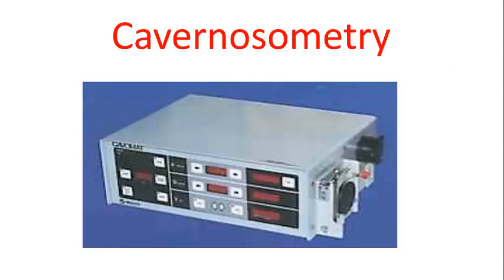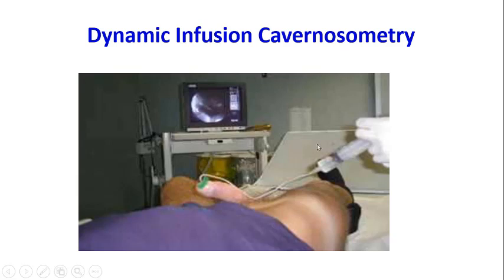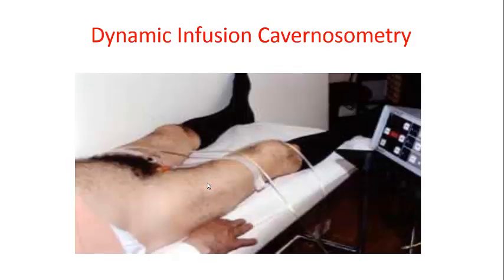This is the Cavernosometry. It is a device used to measure the intracavernous pressure during flaccidity and during the erection. The device is connected with the patient through the microcatheter or through a butterfly needle, cannula. Dynamic also means the induction of erection after connection with the device.